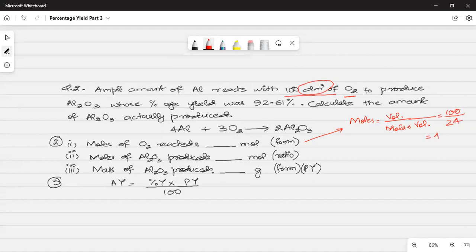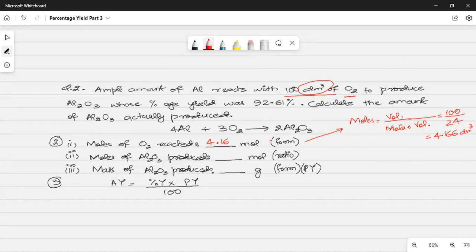And this is 4.166 or 4.16. You can stick to three significant figures. You can go as high as four significant figures. It's entirely up to you. So let's stick to just three significant figures, 4.16. Make sense? Yes, sir. Good. Moving on to part two, moles of aluminum oxide produced, and this is a ratio step.